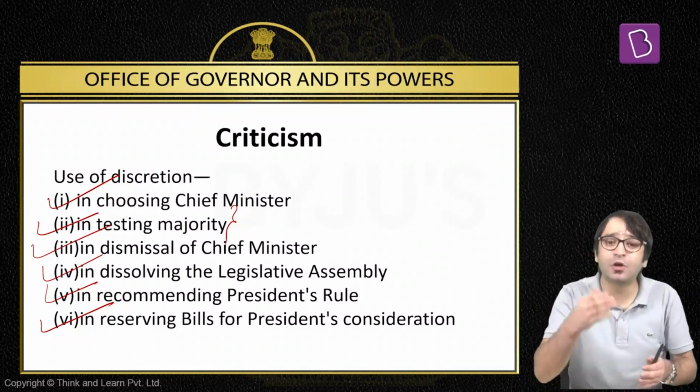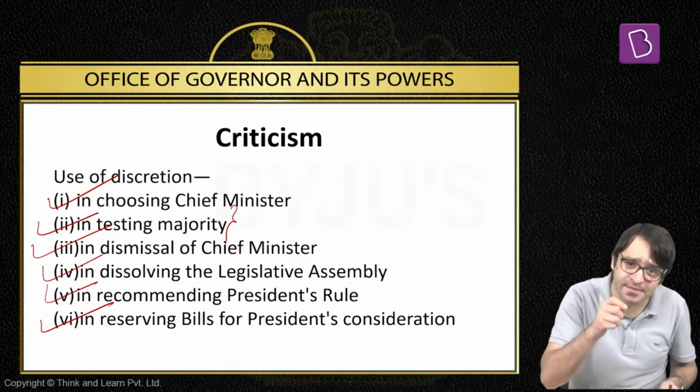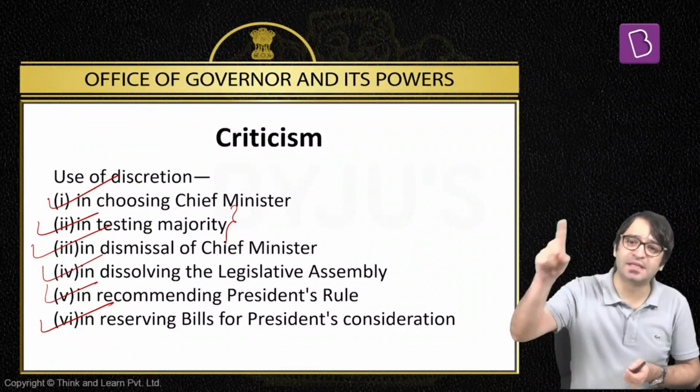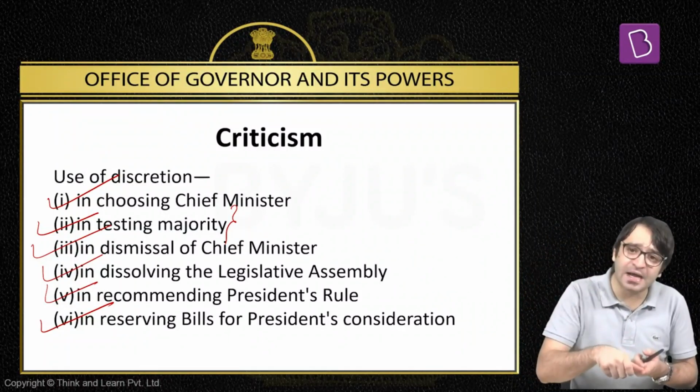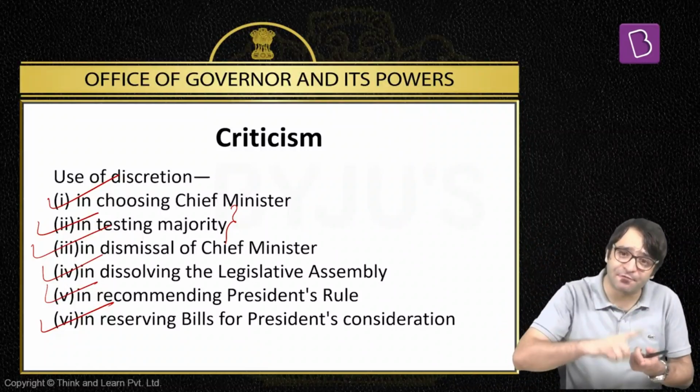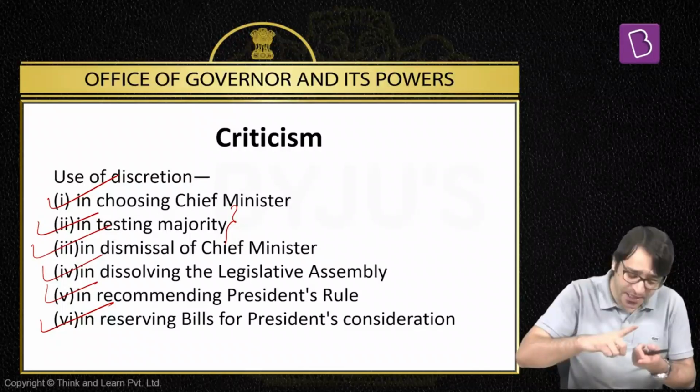So what are these discretionary powers? They are not codified, they are not mentioned in the Constitution. The governors have been misusing these discretionary powers. And why are they misusing? Because they do the bidding of the central government. Because it is the central government who has appointed them, and they are accountable not to the people of that state, but to the central government. That is why they are favoring the central government. They are being partisan in favor of the central government, in favor of the ruling party at the center.